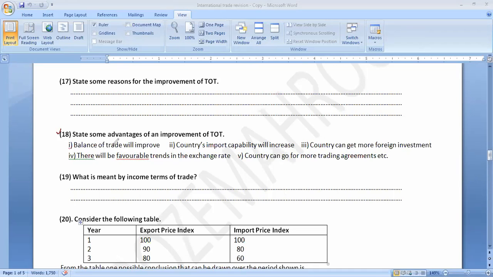Then suppose they ask, in a country, the terms of trade continuously decreases. What are the consequences? Or what are the effects, disadvantages? Then all these advantages you can convert into disadvantages, right? Okay, right. Then listen.